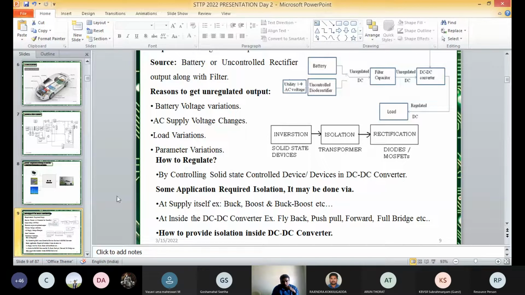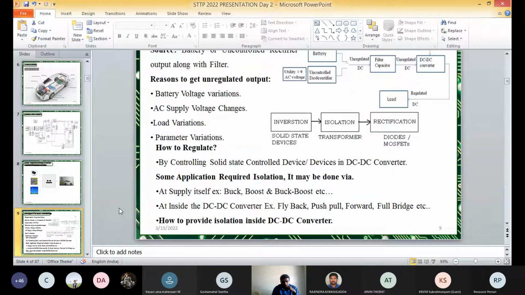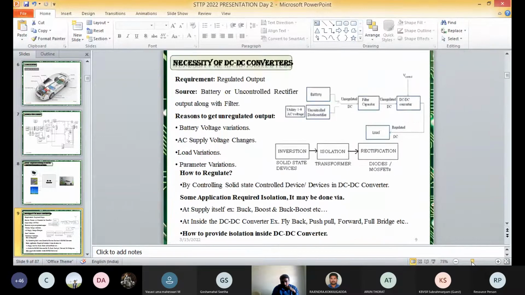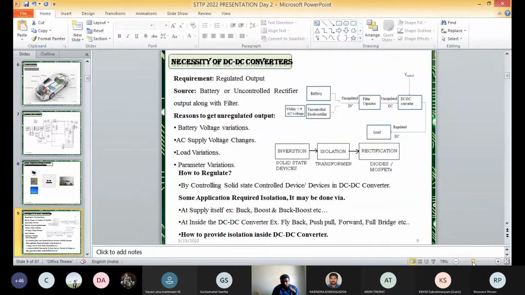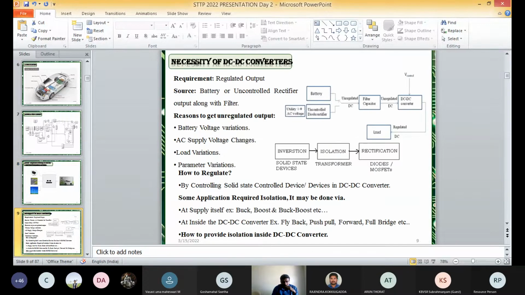Here we are mainly discussing the necessity of the DC to DC converter. What is the necessity of the DC to DC converter in this type of application? Here we are trying to integrate the renewable energy system with the electrical vehicle, so in between we are using a DC to DC converter.